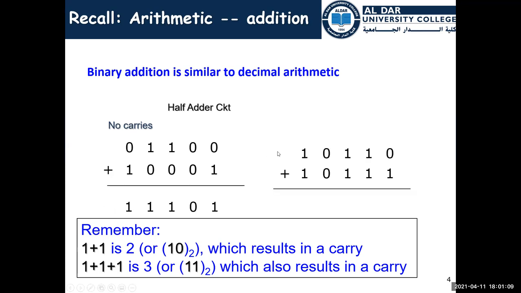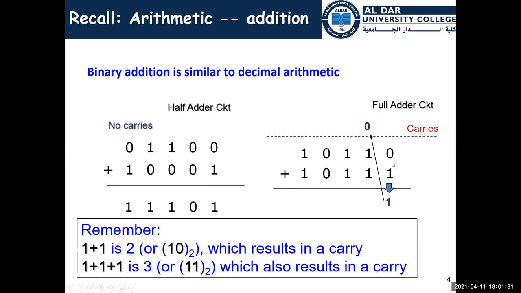So this is the half adder. Actually, the half adder is like implementing the addition of two binary numbers with no carry. But if we have a carry, we will talk about the full adder. Here we have a full adder check. That means we need to check the carry.